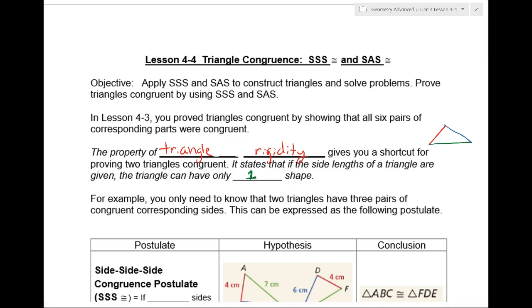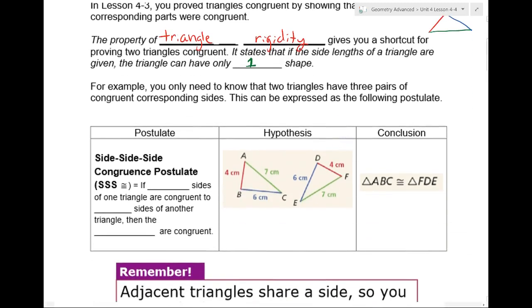So that allows us to actually have a postulate, and it's called the side-side-side congruence postulate, and we abbreviate it as SSS congruence. Now, when we abbreviate in this chapter, the letters represent pairs, okay? So if I say side-side-side, that means I'm representing 3 pairs of congruent sides. So here's what the postulate says. If 3 sides of one triangle are congruent to 3 sides of another triangle, then the triangles are congruent.